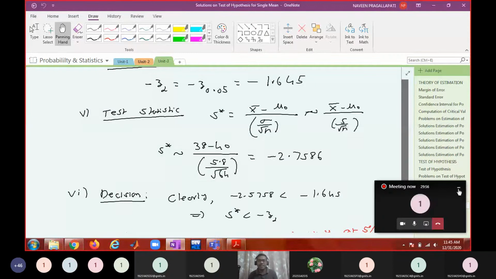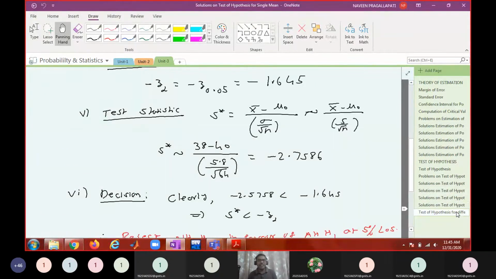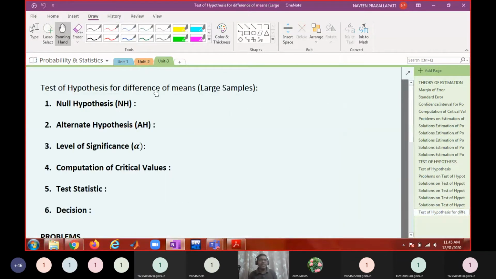Okay, so the next concept is testing of hypothesis for a difference of means. All of you write down in your notebook. Put this highlighting: test of hypothesis for difference of means. Okay, large samples. Test of hypothesis for difference of means.